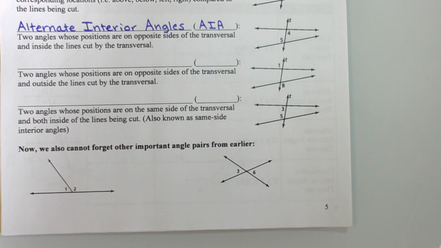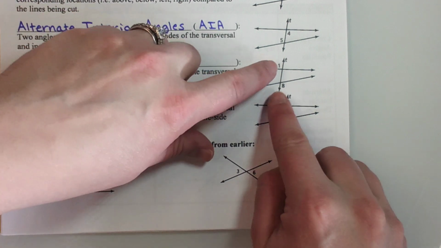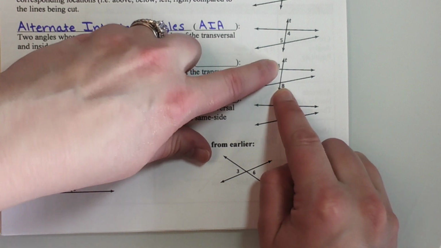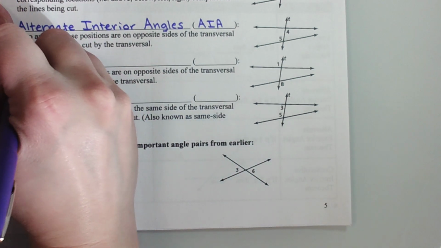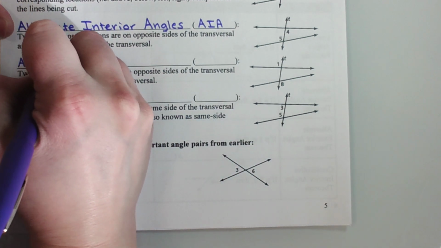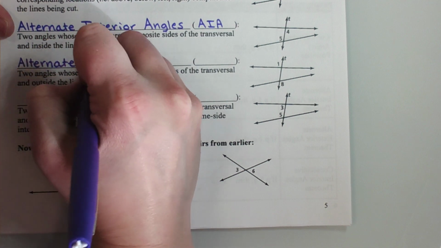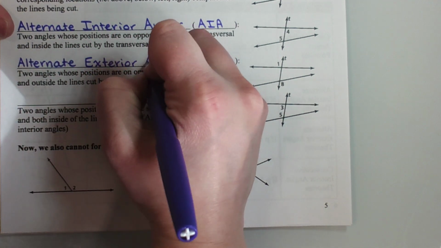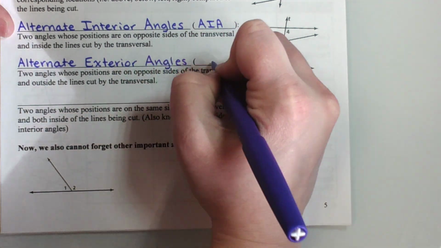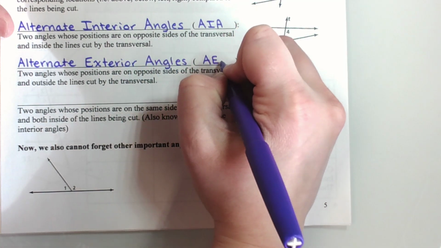If you have two angles that are on the opposite sides of the transversal, like 1 and 8 are, but neither of them is between the two lines, they're both outside of the two lines cut. In this case, one's above, one's below. Those are alternate exterior angles, or AEA.